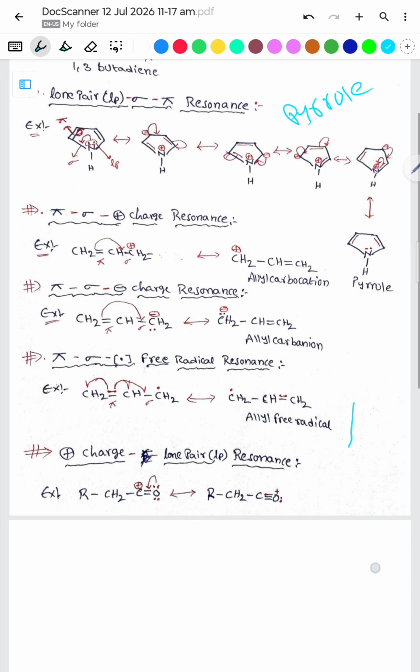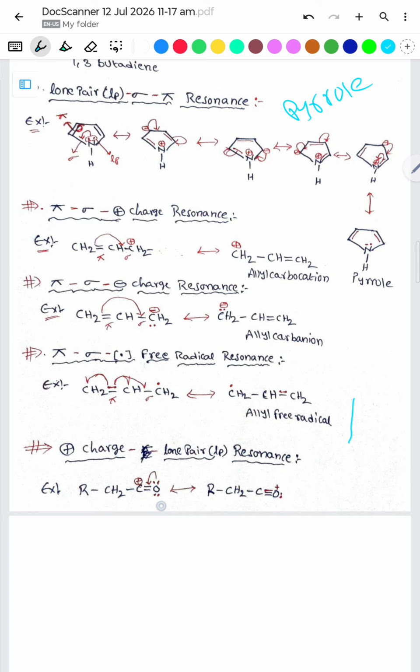Last one, positive charge lone pair resonance interactions. In this case, the lone pair of electrons will be shifted towards a positively charged carbon atom, which is electron deficient. As a result, both are attaining octet configuration. To attain stability, these are involved in the resonance.